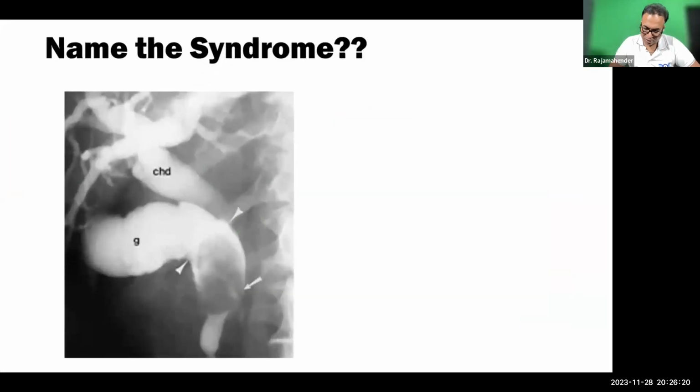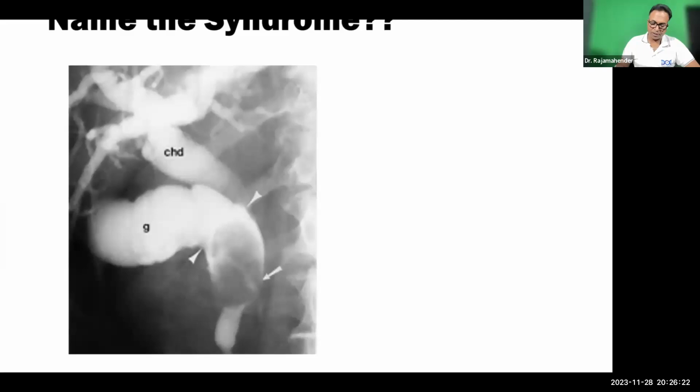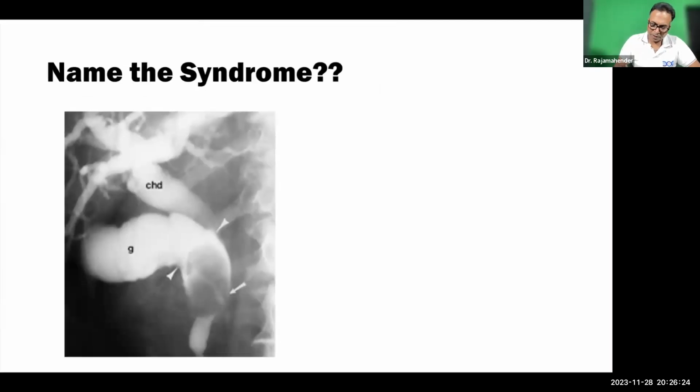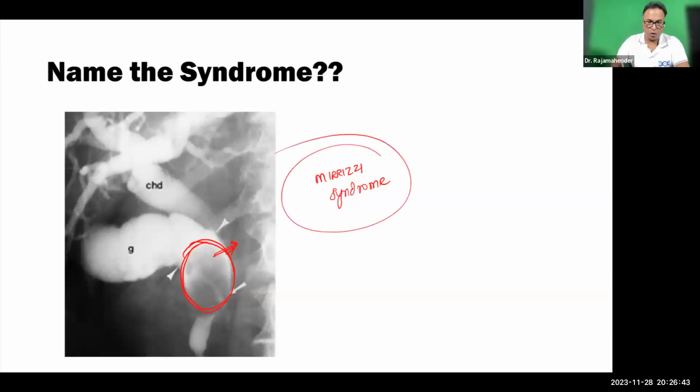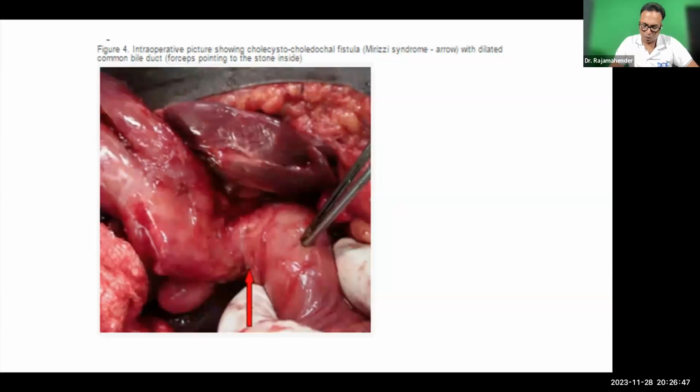So tell me, what is this syndrome causing obstructive jaundice? There is a stone in the gallbladder which is compressing the bile duct. The stone has not come to the bile duct. It is in the gallbladder only. A stone in the gallbladder neck compressing the bile duct is called Mirizzi syndrome.